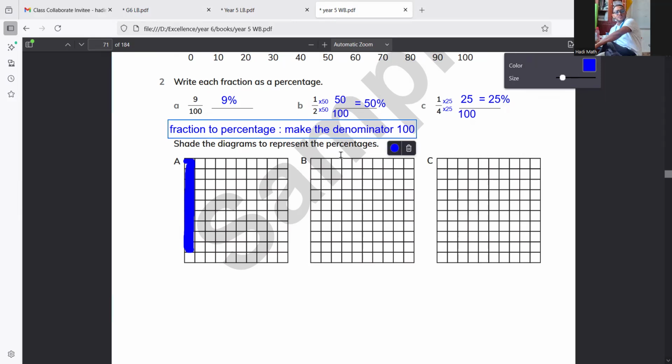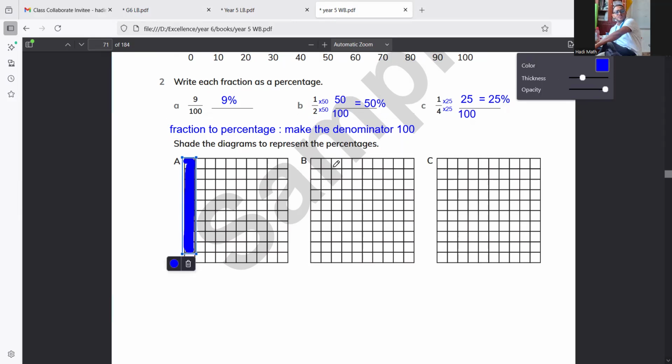The second one, you need to shade 50%. So you need to shade 50 of them. Like you count here, 1, 2, 3, 4, 5. You shade all these to make 50%. When we shade these, now we shade 50% of our shape.